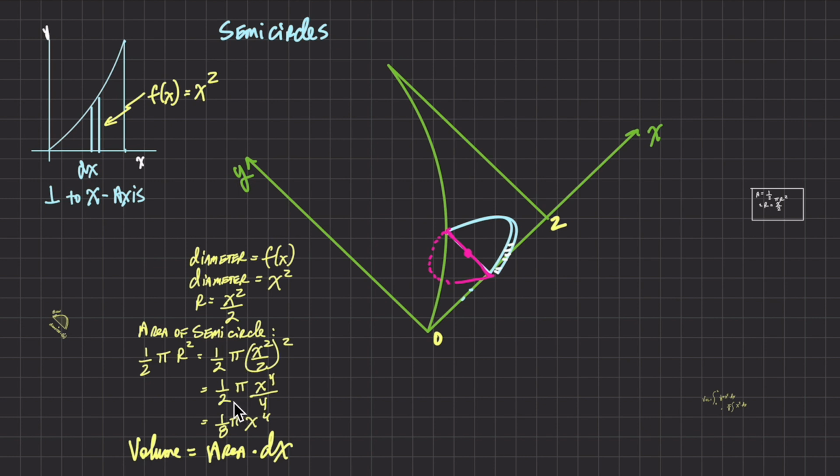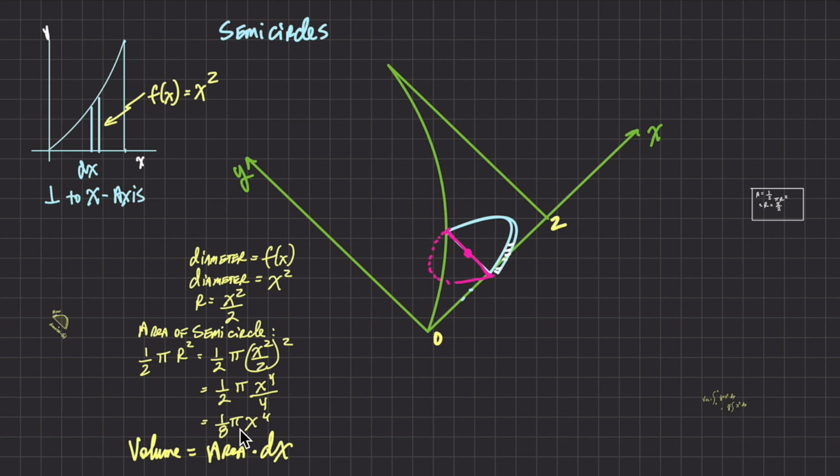So we end up having radius is half the diameter. The diameter is x squared. Half the diameter is x squared over 2. Pi r squared would be an entire circle. We're only taking half of that because this is a semicircle. And when you do your math, this is what you come up with.